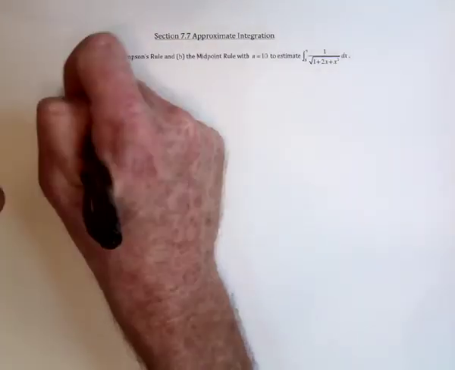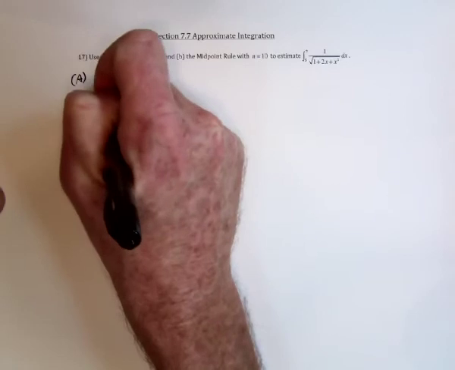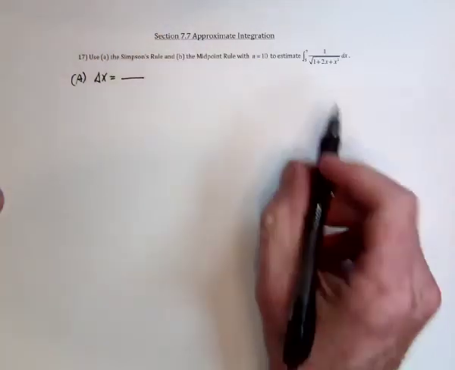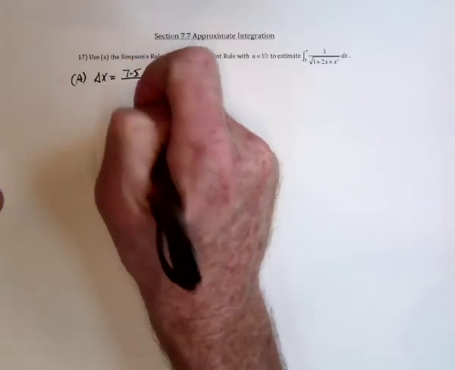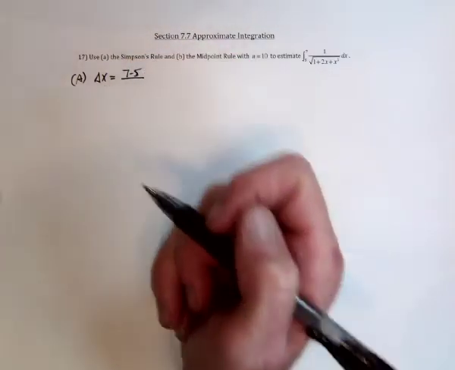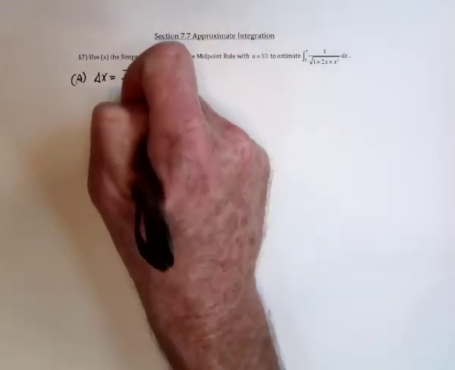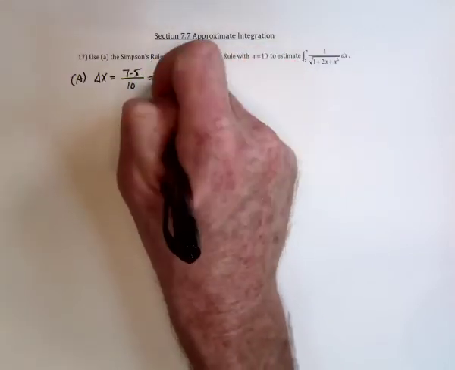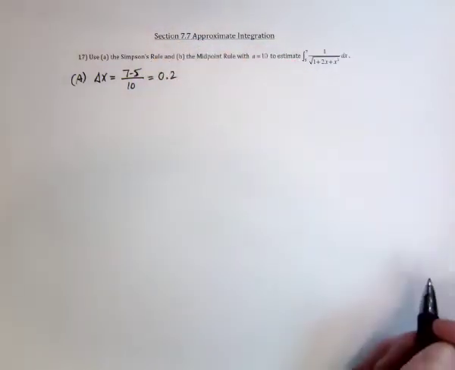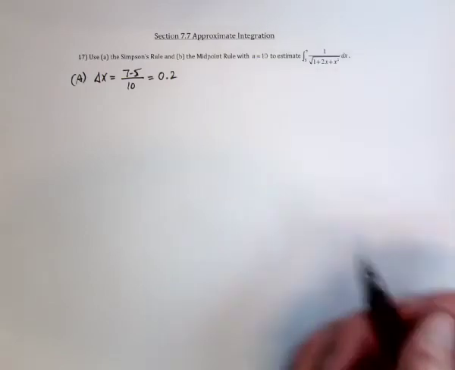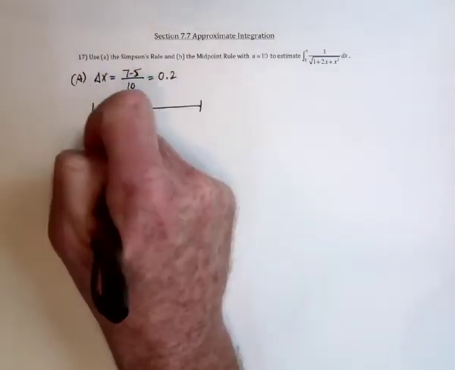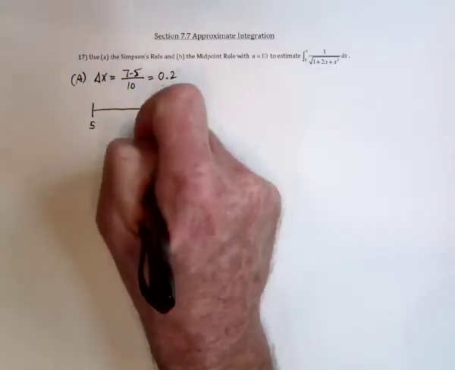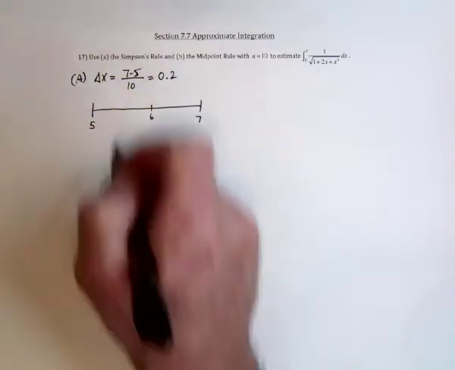Approximation rules: you begin by finding delta x. First, you find the length of the interval from 5 to 7, and then divide by n. So that's 2 divided by 10, or in other words, 2/10. Then you take that interval that goes from 5 to 7 and go over by 0.2.